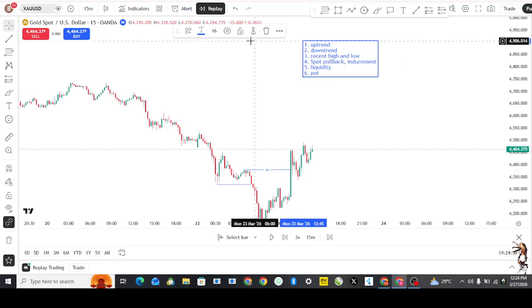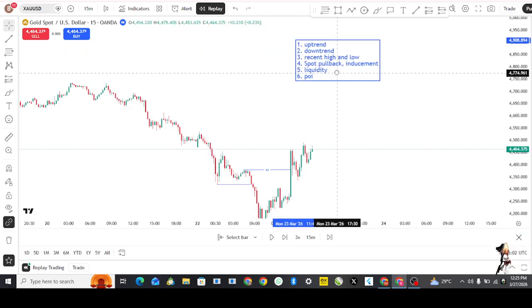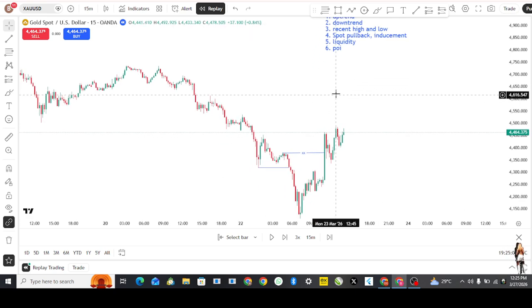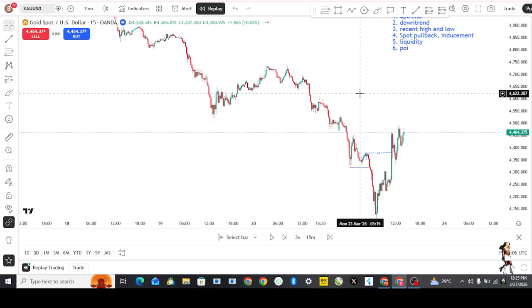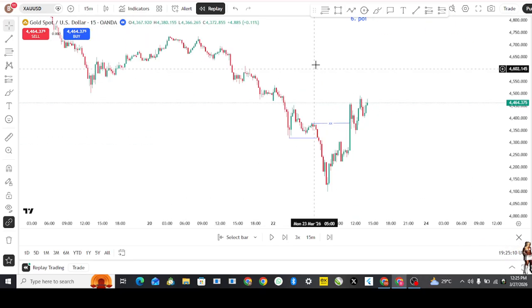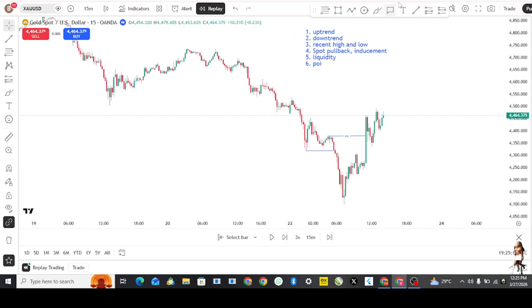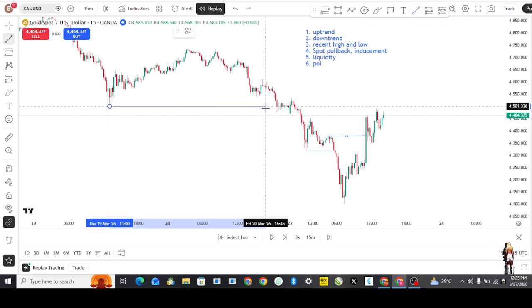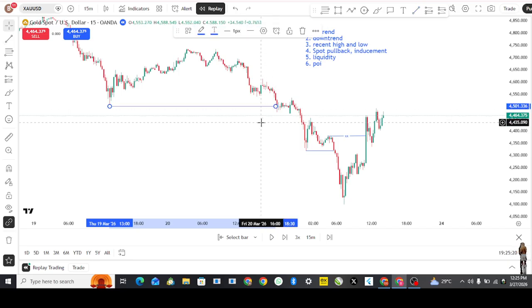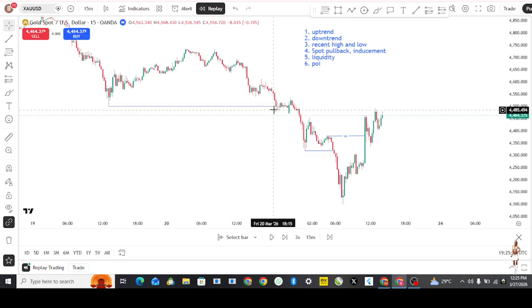So let me increase it small. This is what we are going to work with. Understand? Now, in this chart, you see that the market is making lower low, lower high. Let's identify our recent high and our recent low. Now, this market is downtrend.